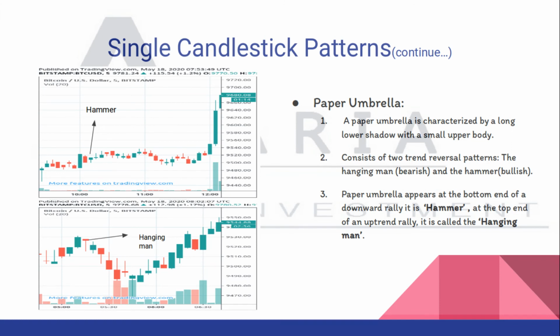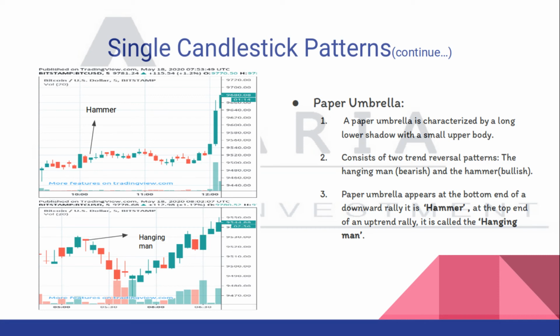A paper umbrella is characterized by a long lower shadow with a small upper body. Basically, they appear during two trends, that is, bearish and bullish. The hanging man is formed in a bullish trend and the hammer is formed in a bearish trend. If a paper umbrella appears at the bottom end of the downward rally, it is characterized as a hammer. If it appears at the top end of an uptrend rally, it is called a hanging man. A paper umbrella helps traders in setting up directional trades.